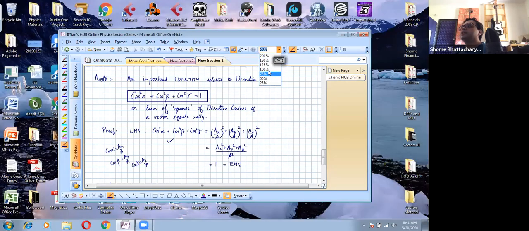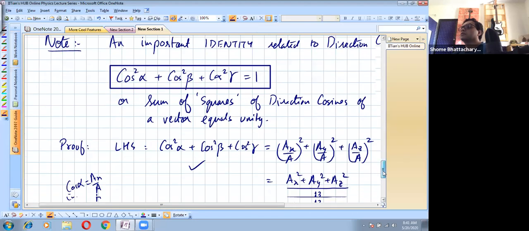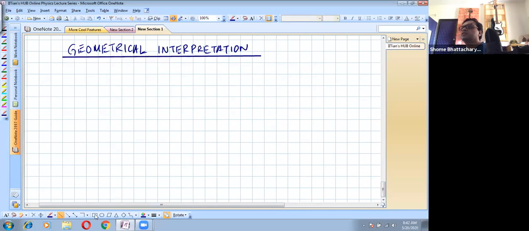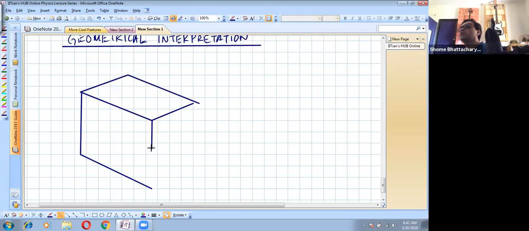Now let us understand the geometrical interpretation of direction cosines. So this is again something fairly easy. So if we just visualize a vector as we had done earlier, it just represents the body diagonal of a cuboid which has edges equal to each of the components. You just do a simple interpretation like that of a vector.